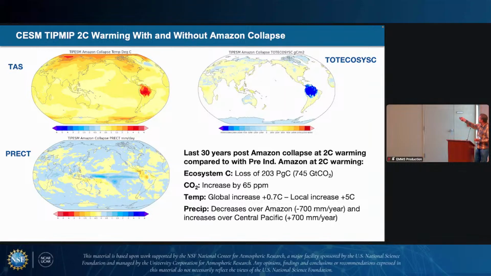So we have up to 0.7 degrees global increase from all the carbon that's released from the collapse of the Amazon. That's like 203 petagrams of carbon, which is a large amount of carbon, that increases atmospheric CO2 by 65 ppm. We also see that there's strong drying and warming in the actual area of deforestation, of collapse. So in those areas, the temperatures can be 5 degrees warmer in the collapsed Amazon versus the intact Amazon. The bottom plot here, precipitation, you can see there's drying of that area and actually increases in precipitation across the Central Pacific.